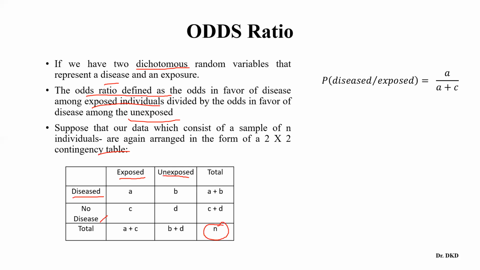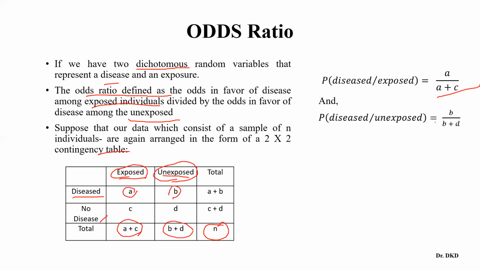Now we are going to calculate the probability of disease among the exposed. This is the exposed group. What is the probability of disease among the exposed group? It would be A divided by A plus C. Now another probability: disease among the unexposed group. This is the unexposed group, and the total unexposed is B plus D. So it would be B divided by B plus D.